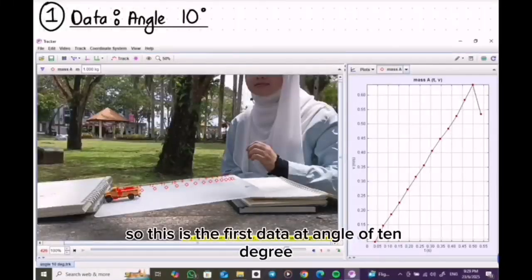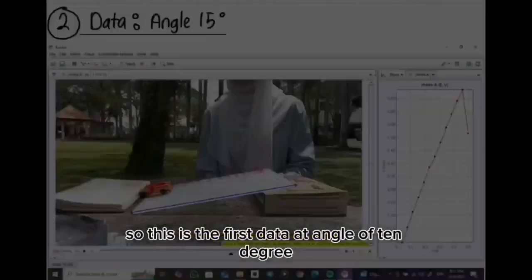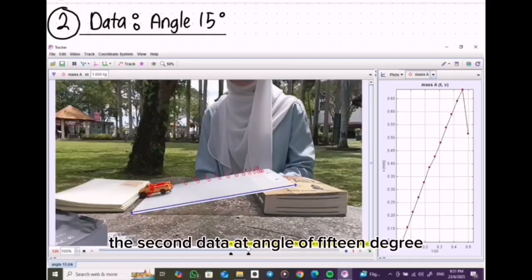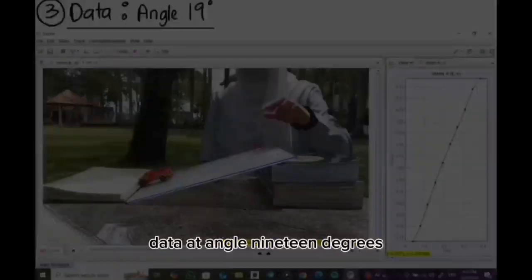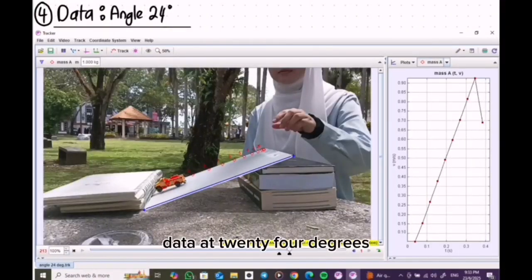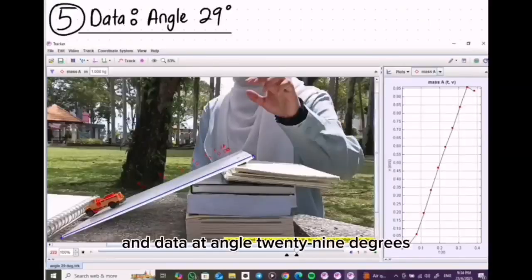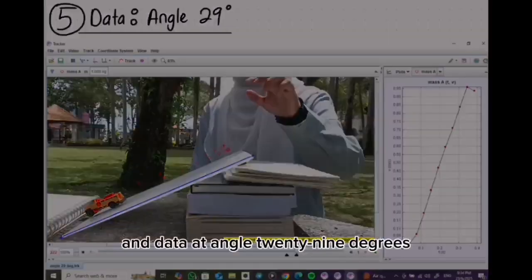So this is the first data at an angle of 10 degrees. The second data at an angle of 15 degrees. Data at an angle of 19 degrees. Data at 24 degrees. And data at an angle of 29 degrees.